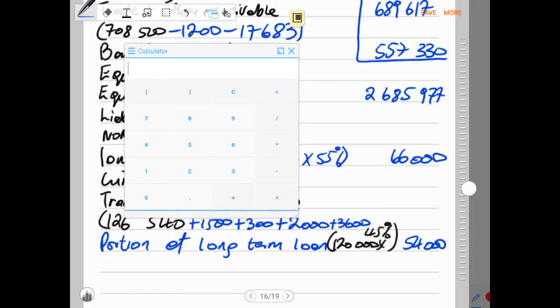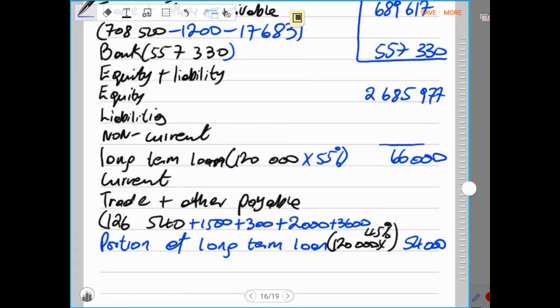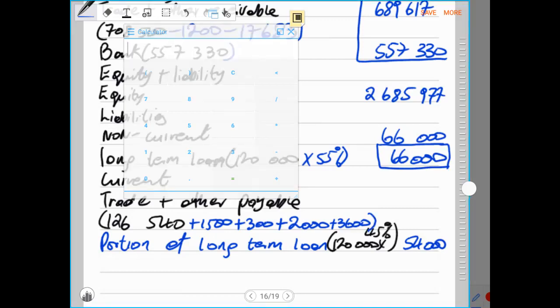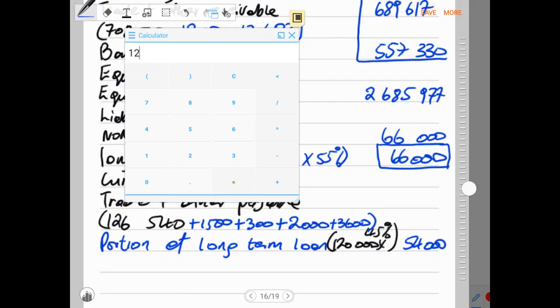We already have our non-current liabilities, and our non-current liabilities amounted to 66,000 rands. So now we just add that one amount, which is 66,000 rands. Then now we have to totalize our trade and other payables. Trade and other payables is 126,540 plus 1,500 plus 300 plus 2,000 plus 3,600, and that will give us an amount of 133,940.